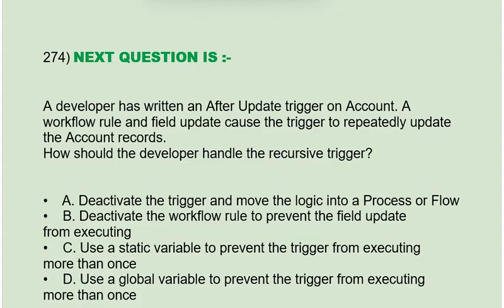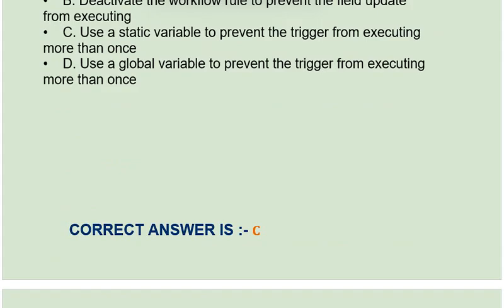Option A, deactivate the trigger and move the logic into a process or flow. Option B, deactivate the workflow rule to prevent the field update from executing. Option C, use a static variable to prevent the trigger from executing more than once. Option D, use a global variable to prevent the trigger from executing more than once. Correct answer is option C.